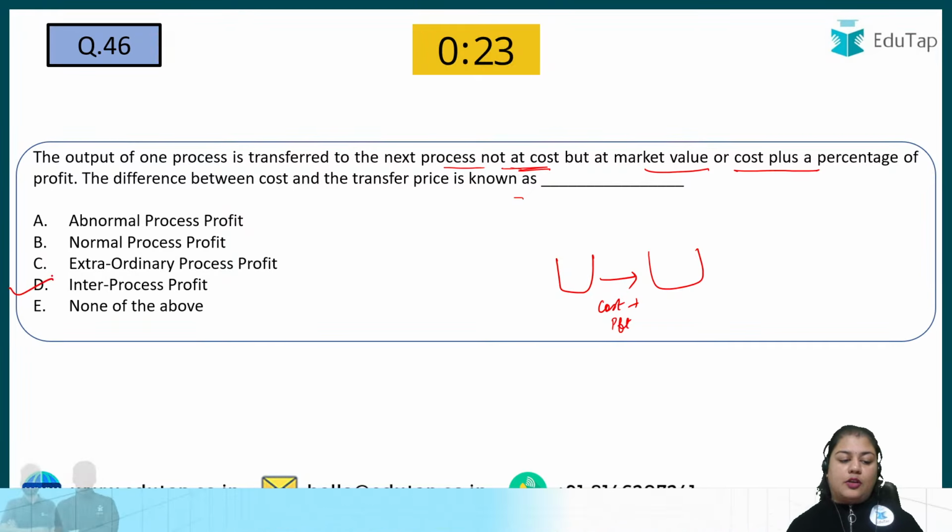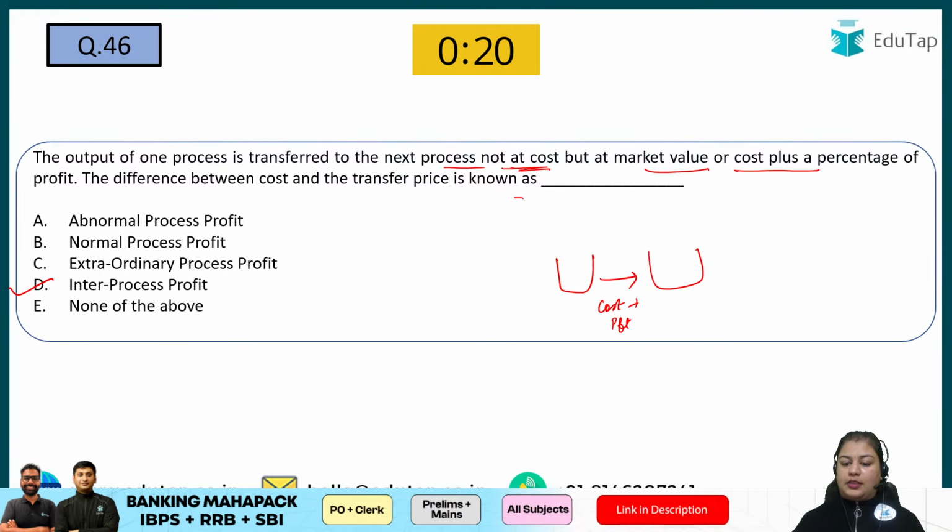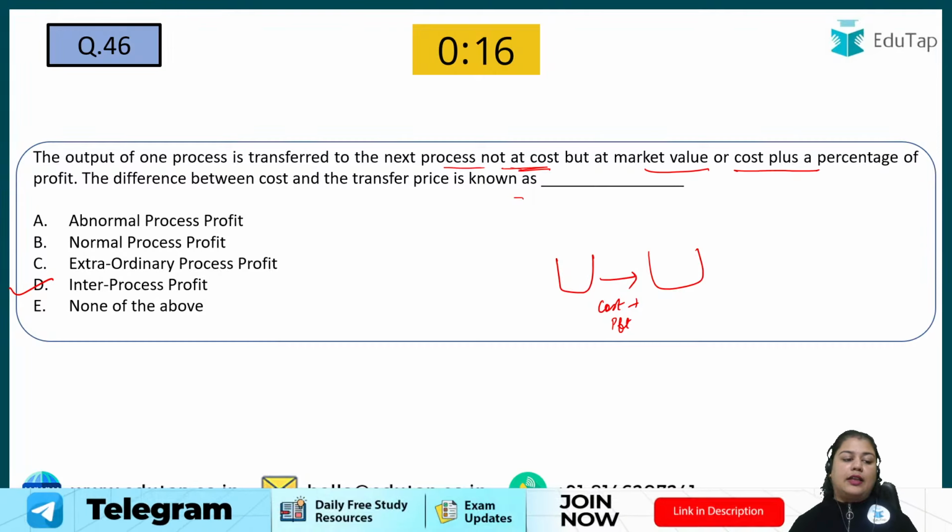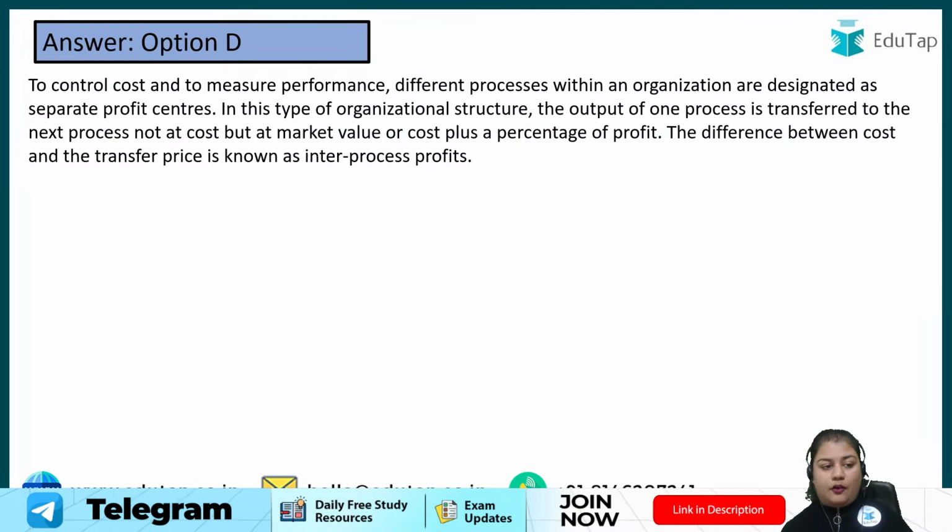D, इंटर प्रोसेस प्रॉफिट. तो जब हमारे एक प्रोसेस से दूसरे प्रोसेस जाने में ही कुछ कॉस्ट है और प्लस उसमें कुछ प्रॉफिट परसेंटेज ऐड करते हैं तो हम कहते हैं इसको इंटर प्रोसेस प्रॉफिट्स.